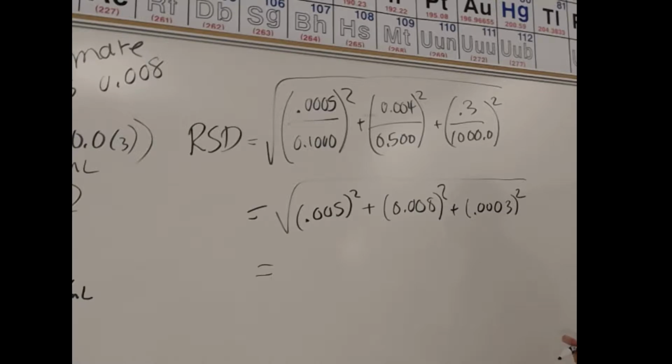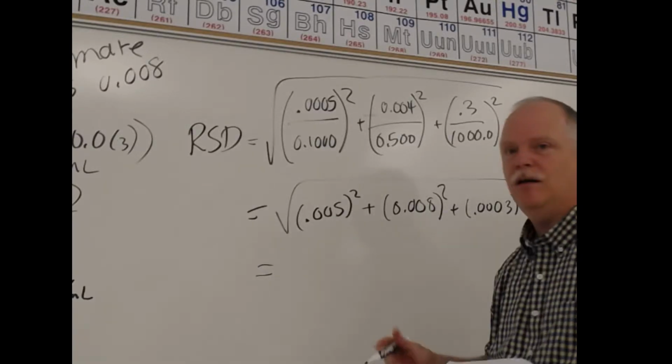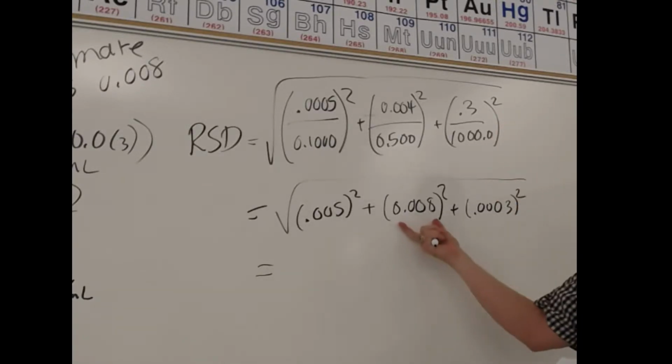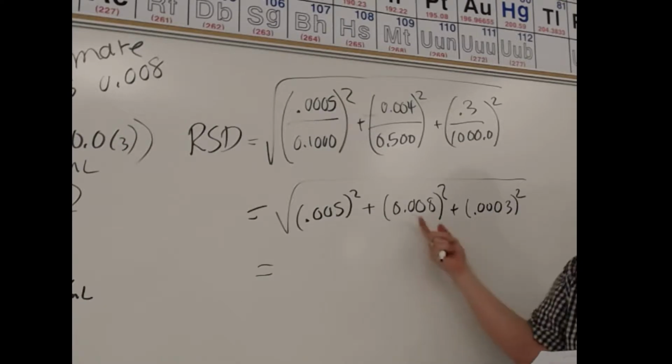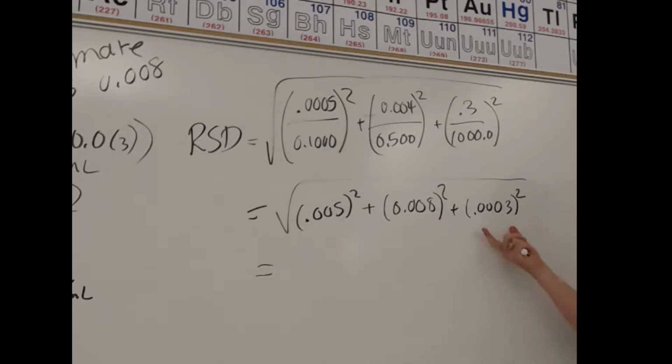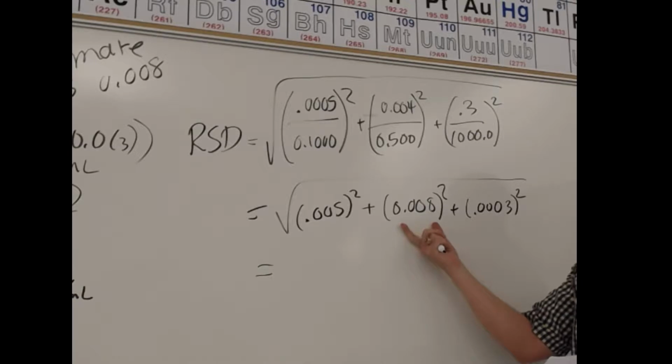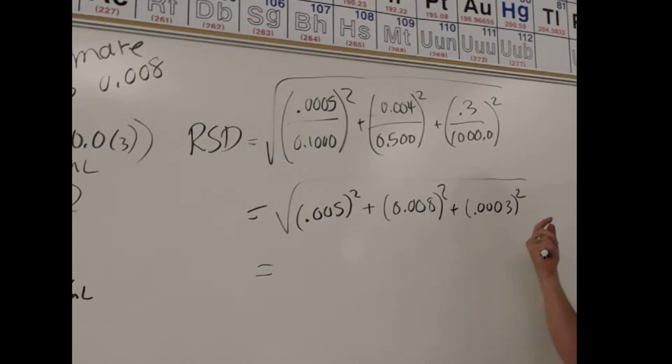It does come up to 0.009. Yeah, because think about this. We've got 0.008. That's the largest of these three. We square them. When you square the tiny numbers, they get even tinier. You add all those tiny little numbers to this number, and it doesn't change it very much. And then you take the square root, you're back to where your estimate was.